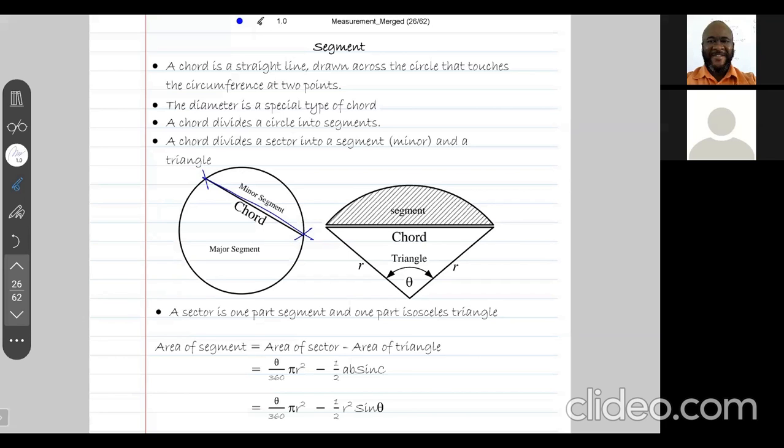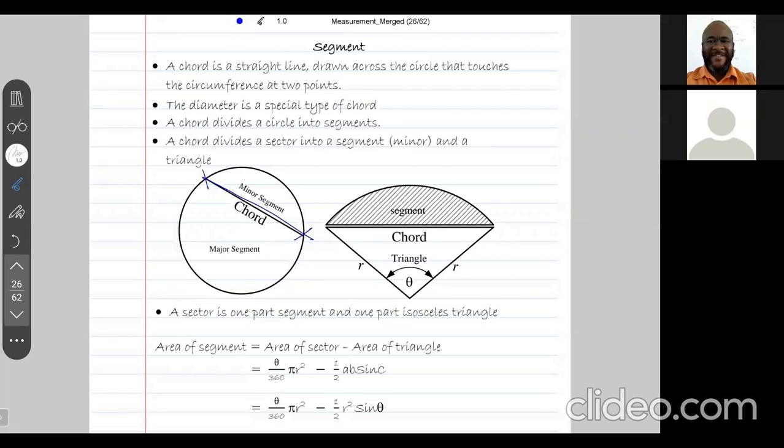Now, a chord divides a circle into segments. The segment that is less than half of the circle is called a minor segment. The segment that is more than half of the circle is called the major segment. And the final point here: a chord divides a sector into a minor segment and a triangle.